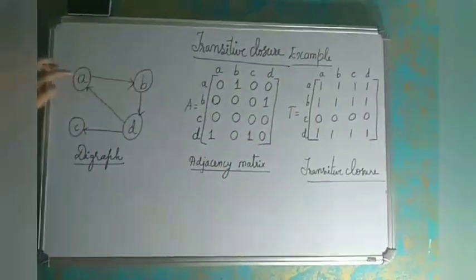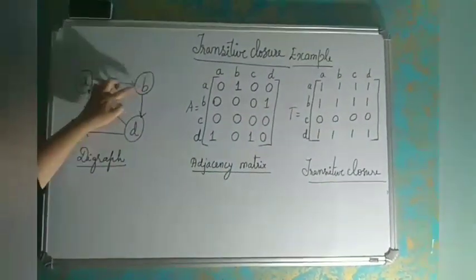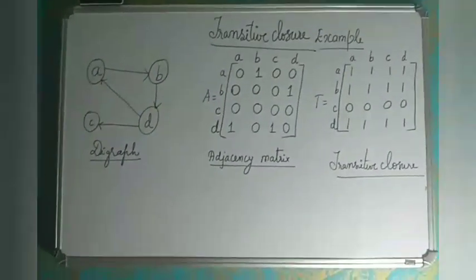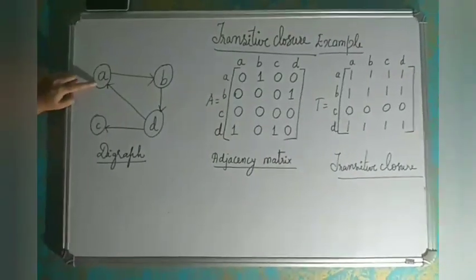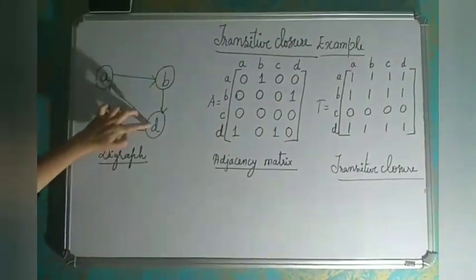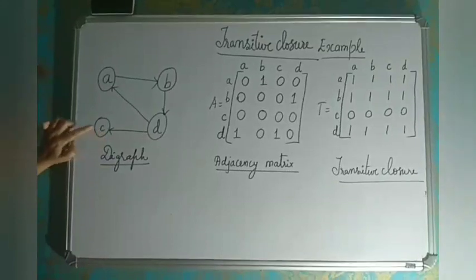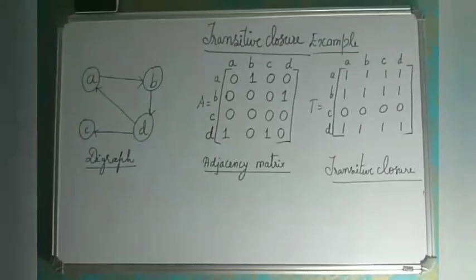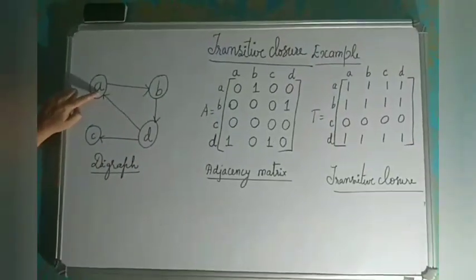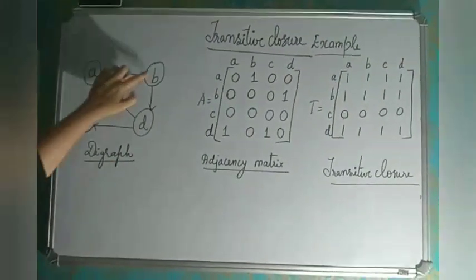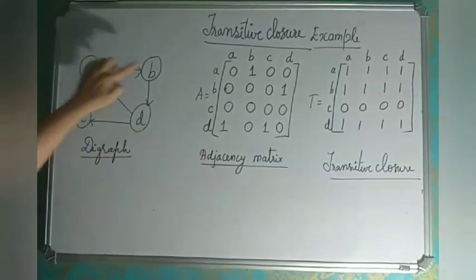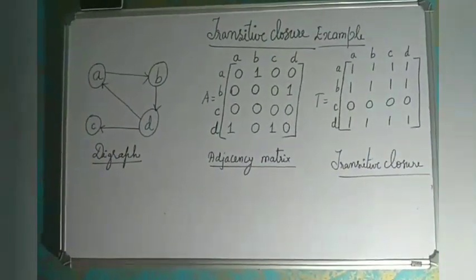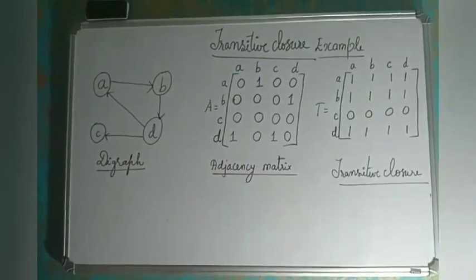Similarly, you take A to B. This is direct, so B is directly reachable from A. That is why the entry is 1. Next, A to C. From A to B, B to D, D to C. So C is also reachable from A. That is why the entry is 1. Next is A to D. That is A to B, then B to D. There is also a path from A to D. D is reachable from A. That is why all the entries are ones.